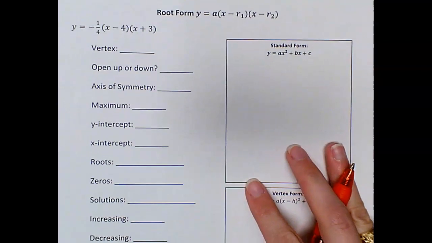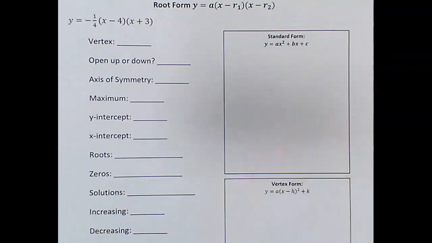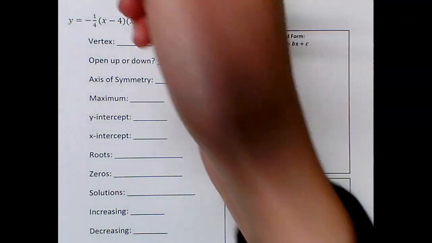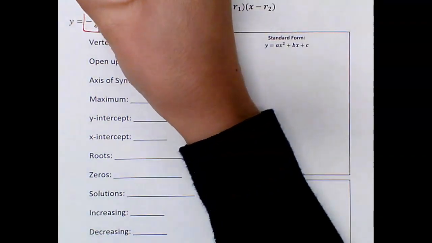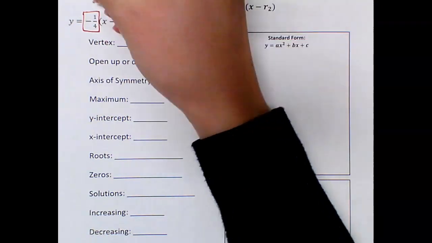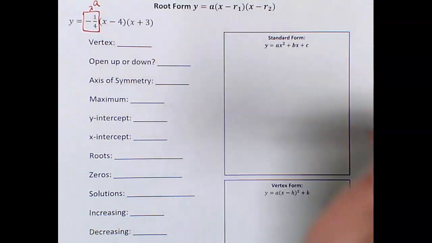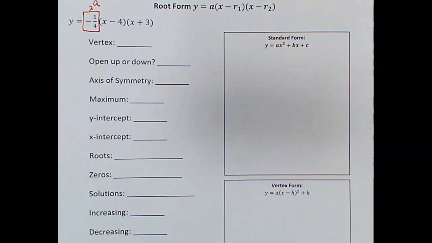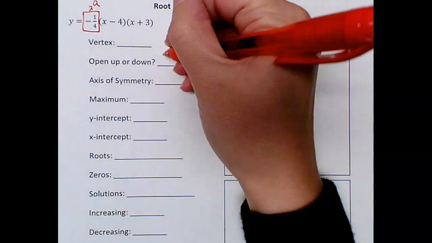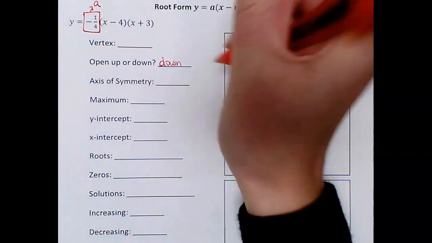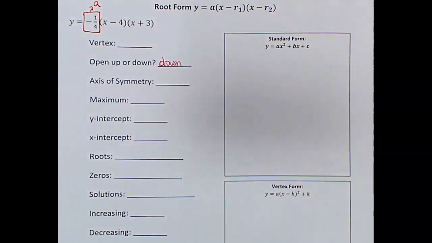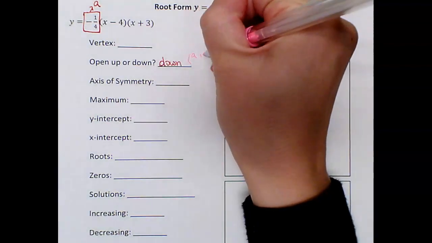Our example today in root form is y equals -1/4 times (x minus 4) times (x plus 3). Let's pick out some of the things in our equation first. I notice we have this right here. What is this? That's the a value. And what does it tell you? Because it's negative, it tells you that the parabola opens down.